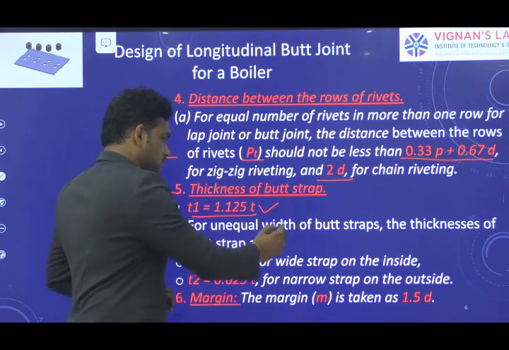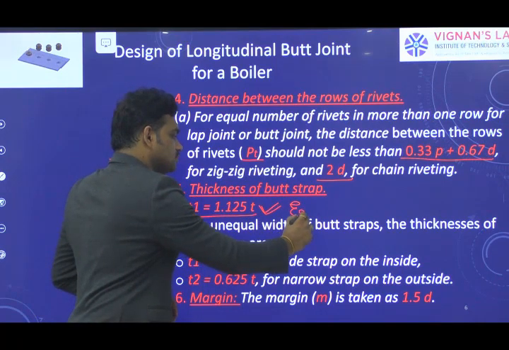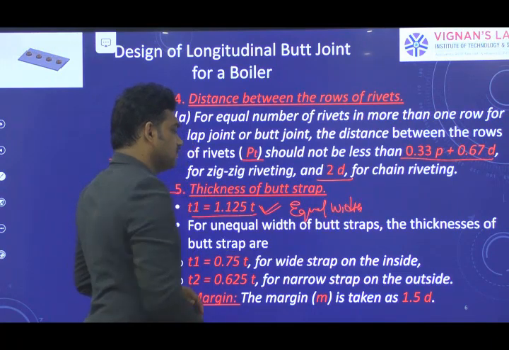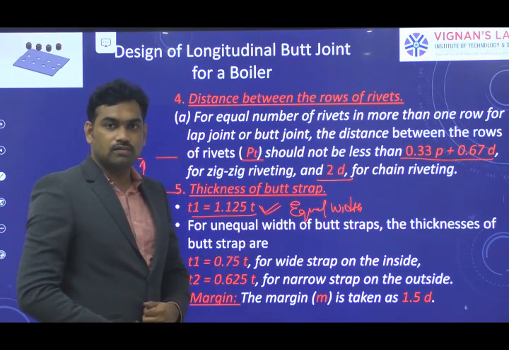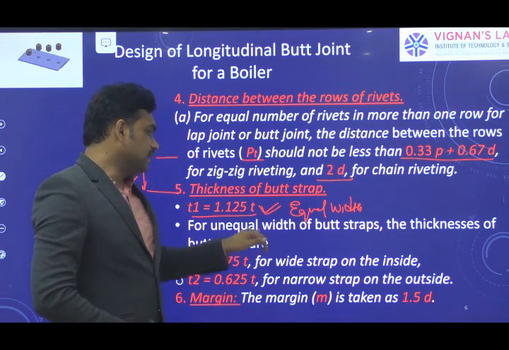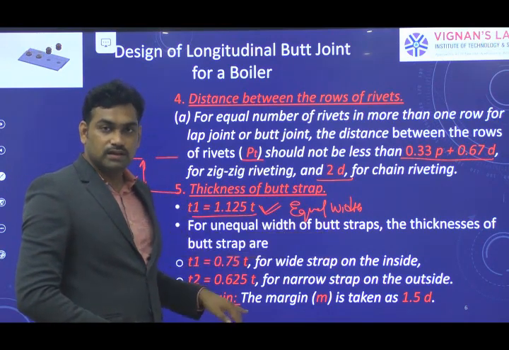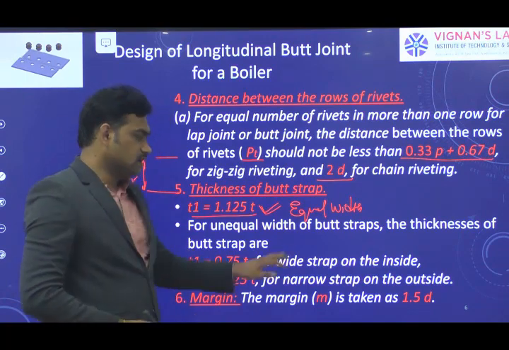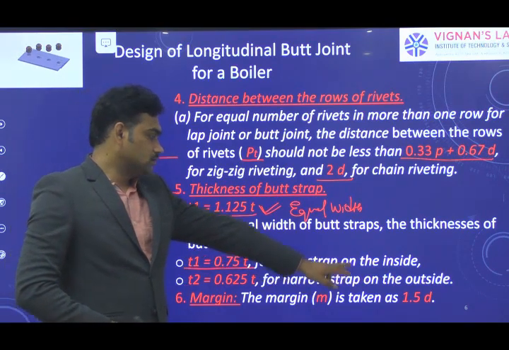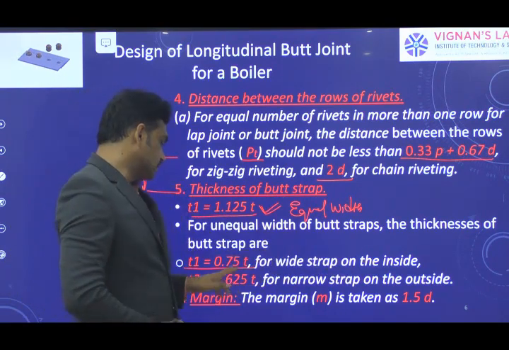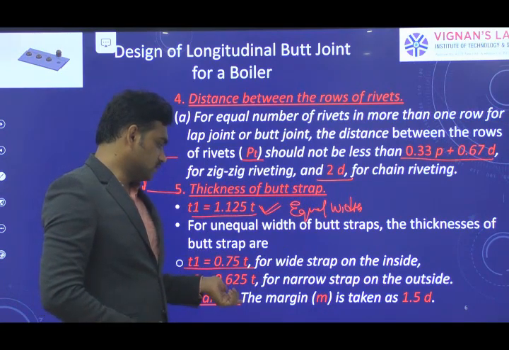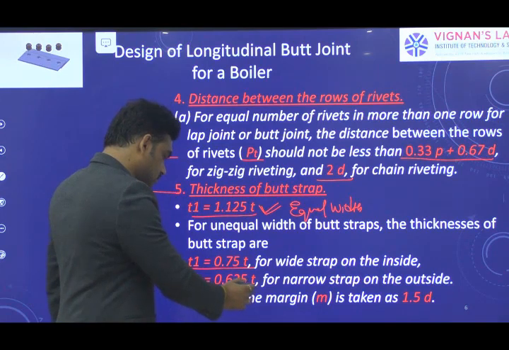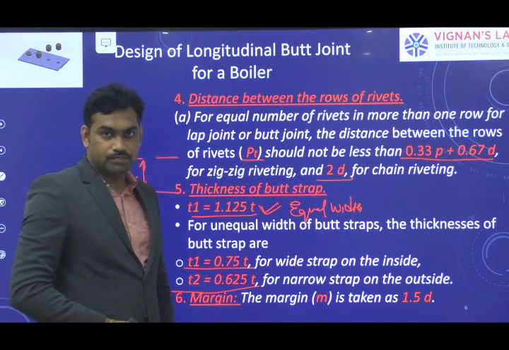So that is for equal straps. When the width is equal, you can take T1 equal to 1.125 T. For unequal width of straps, the thickness of the strap is taken as T1 equal to 0.75 T for the wide strap on the inside, so that the thickness is greater compared to the thickness of the strap on the narrow side on the outside. That is T2 equal to 0.625 T.